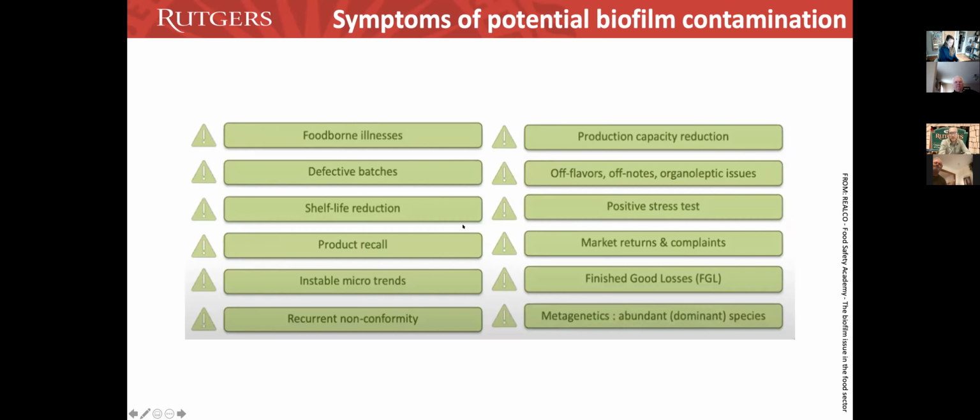And that leads to the remainder of these: product recall, off flavors or off notes. If there's a general smell in your production area that seems to change over time, or in your processing area, there's a good chance that you're dealing with some form of bacterial buildup, and it is likely in the form of a biofilm. So these biofilms are created by bacteria, and we're going to get into the specifics of this as we go throughout the presentation.